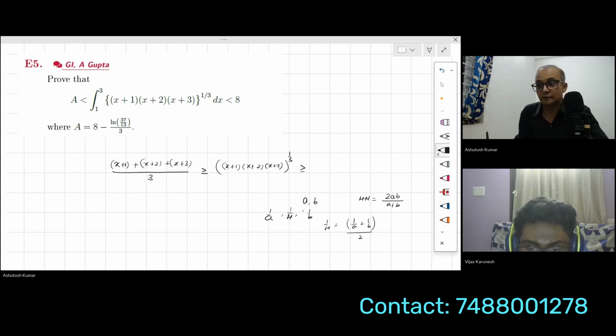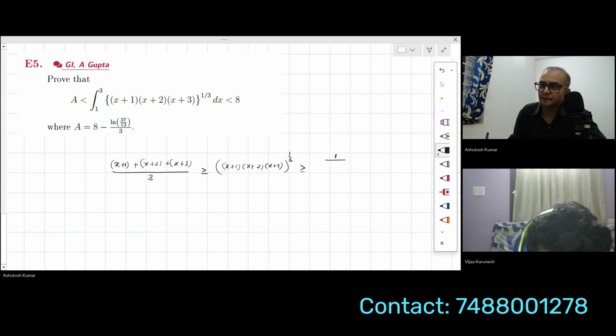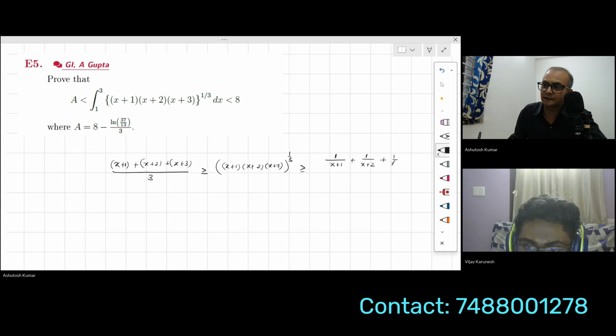So what do you do actually for the three numbers then? 1 by x plus 3 plus 1 by x plus 2 plus 1 by x plus 1, divided by 3. So what do we get? 1 by x plus 1 plus 1 by x plus 2 plus 1 by x plus 3, divided by 3. That will give you what? Whole inverse. Whole inverse. Very good.